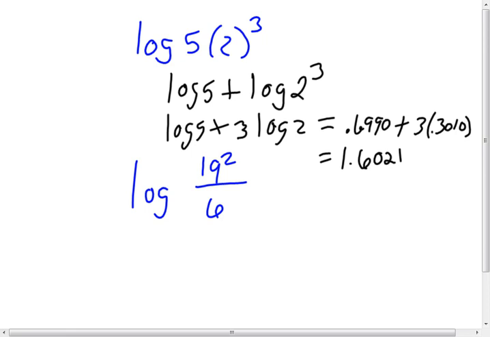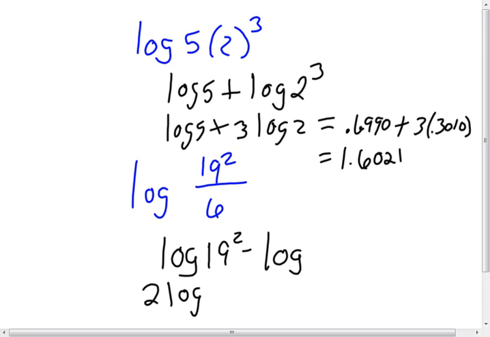Likewise, for the second problem, when you have a quotient, that means subtraction. So we would break this down as log of 19 squared minus log of 6. Remember, we have to move the exponent to the front, so 2 log of 19 minus log of 6. I didn't write it the first time.